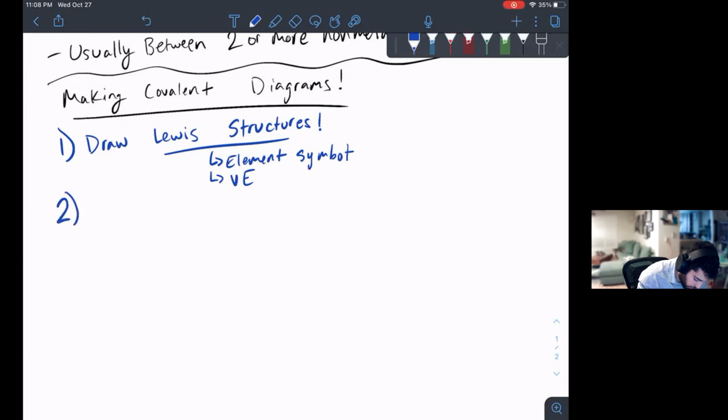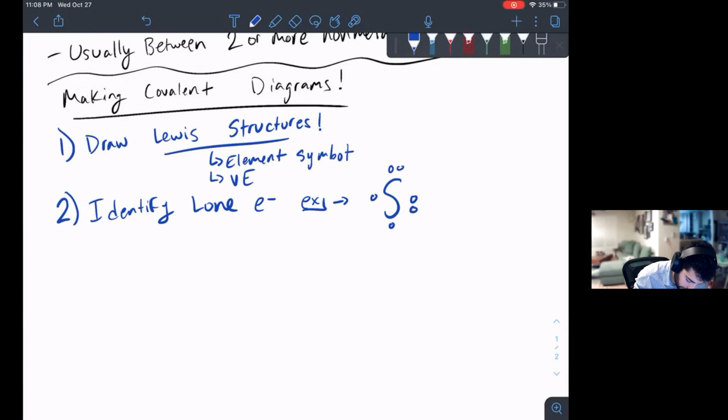Step two, we will identify lone electrons. Now, what the heck does that mean? Well, I'll show you. If we look at an example, we'll look at sulfur. Sulfur has 1, 2, 3, 4, 5, 6 valence electrons because it's in group 16. And the lone electrons are this one and that one right there. These guys are our lone electrons because as you can see, they are lone. Well, this one and this one are in a pair. So we've identified the lone electrons.